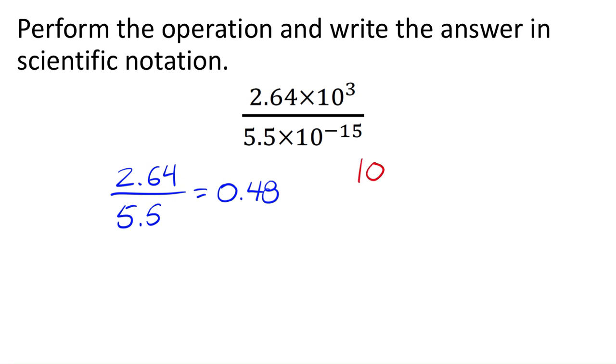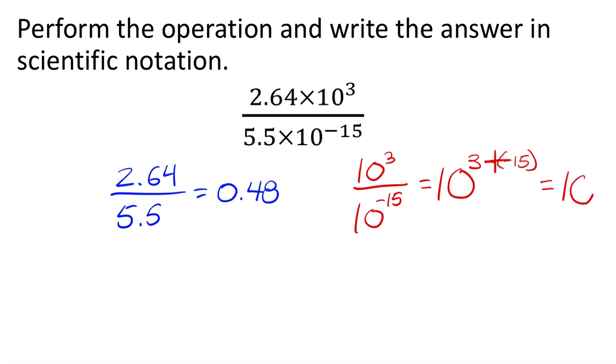So on the base 10s, I've got 10 to the power of 3 divided by 10 to the power of negative 15. Using our exponent rules, we have the same base, 10, so I'm going to take the numerator exponent of 3, and since we're dividing, in this case, we're going to subtract the denominator exponent of negative 15. Now notice, that's minus negative 15, so really it's going to be an addition of 3 and 15, which is going to make 10 to the power of 18.